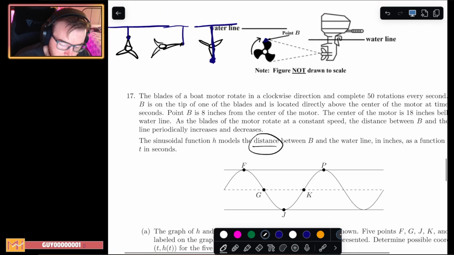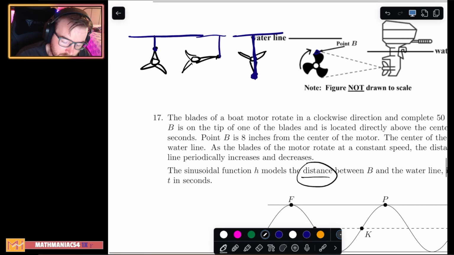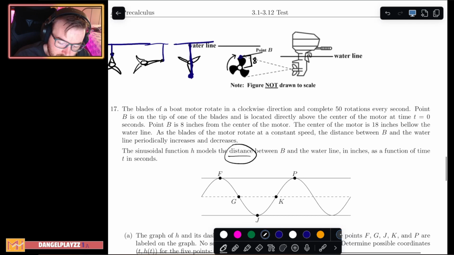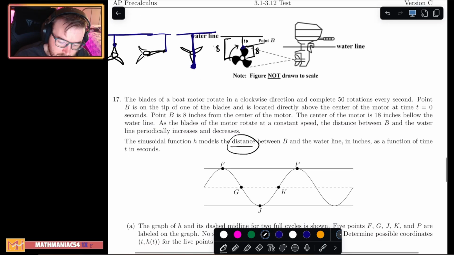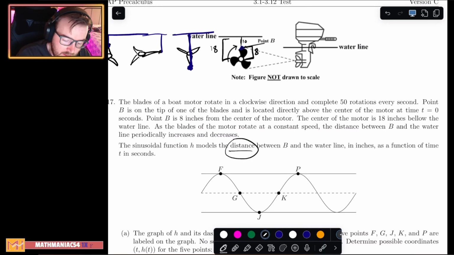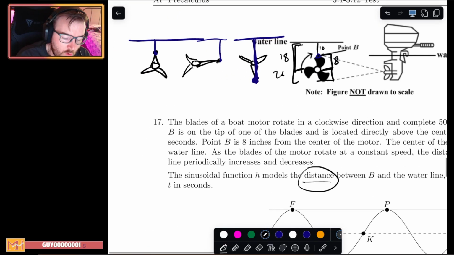When they told us point B is 8 inches from the center of the motor, we're learning that this is 8. The center of the motor is 18 inches below the water line, so this little gap here is 10. And then there would be another 8 to get to the bottom, which would be a total of 26. 18 plus 8 is 26. So when B is at the top, the distance is 10. When B is in the middle, the distance is 18. When B is at the bottom, the distance is 26.